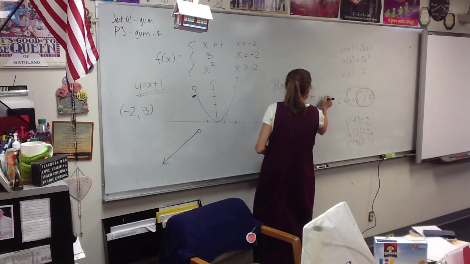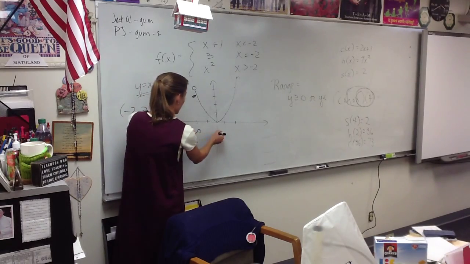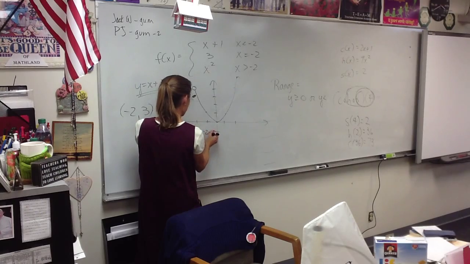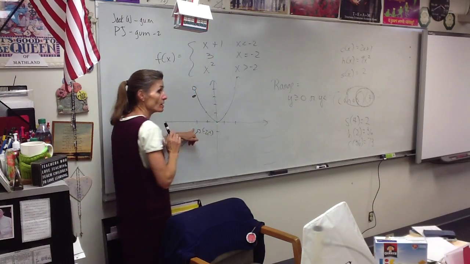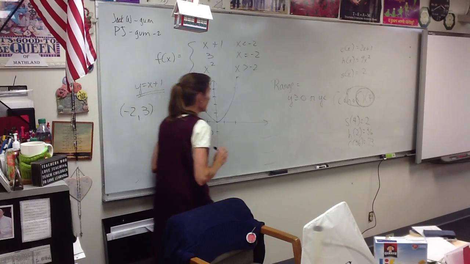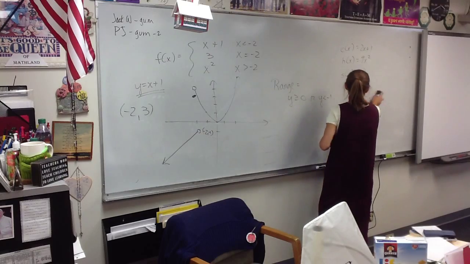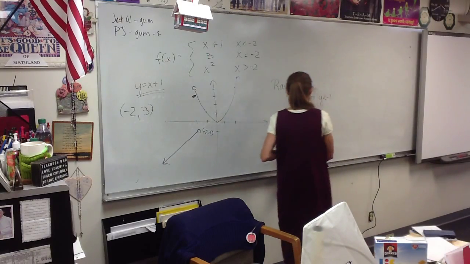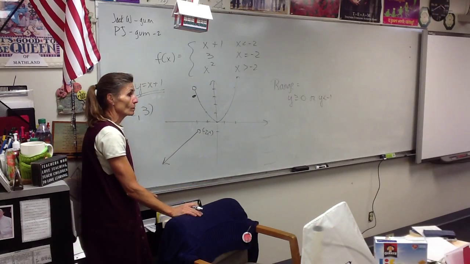Or everything less than, let's see, x was -2, so y is -1. This is the point (-2, -1) from that equation. So everything less than -1. That's the range. Okay?